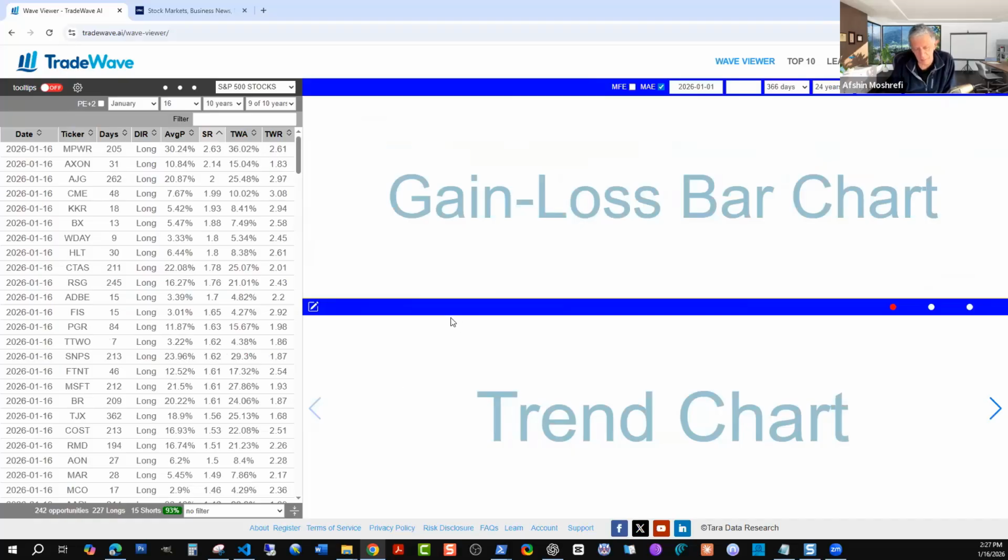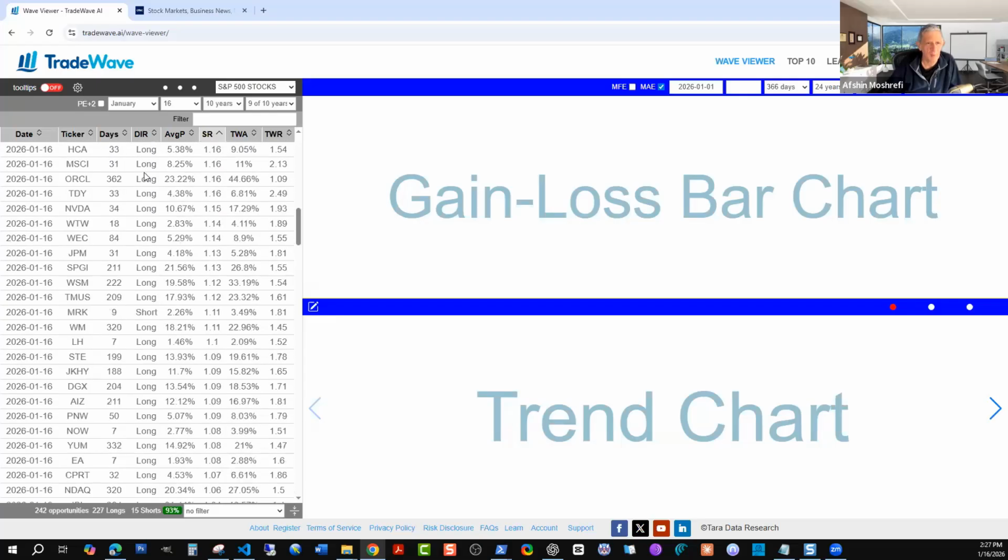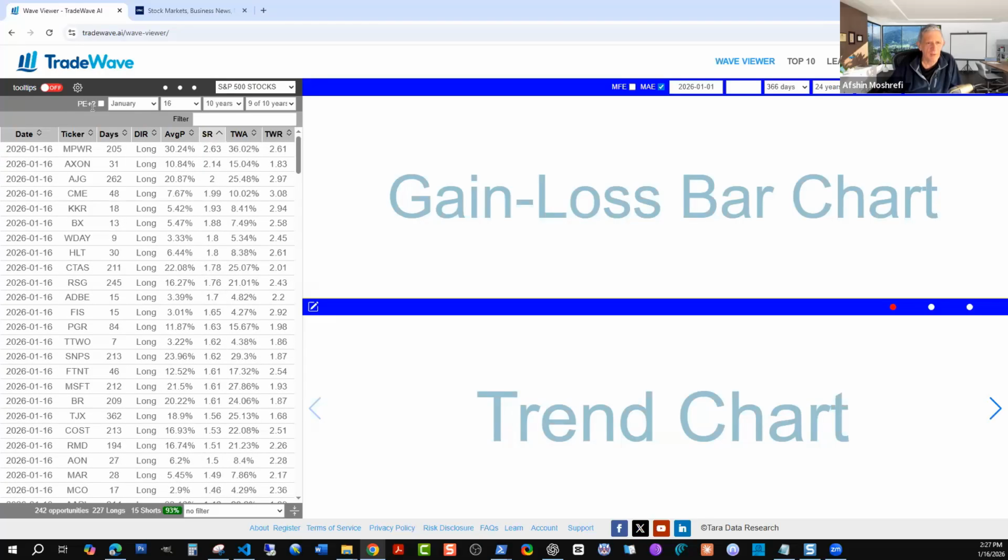Here's another method of measuring that I have found. I think it's a real big deal for TradeWave, at least. Right now we are on January 16th, and the list on opportunity table you're looking at is for the last 10 consecutive years.